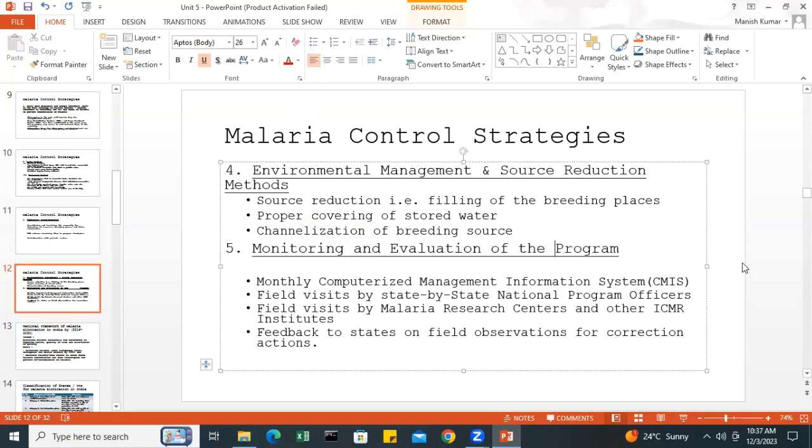Monthly computerized, basically this is MIS, where you get all the details of cases over there, breakdown.